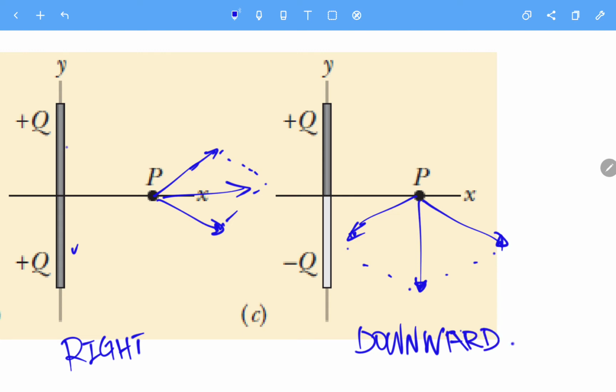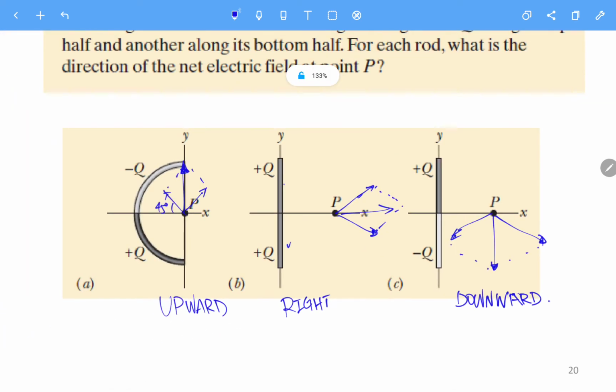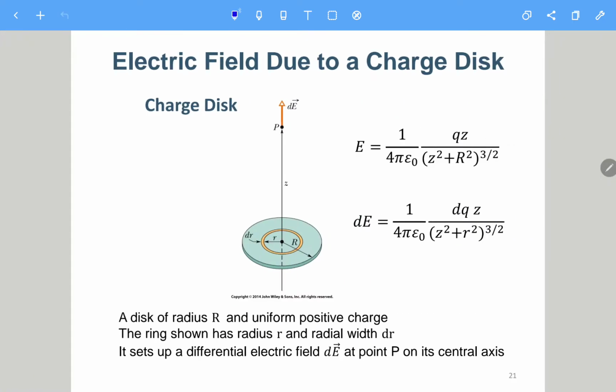W-A-R-D. Downward. Okay, any questions? Okay, so let's move on to the next case.